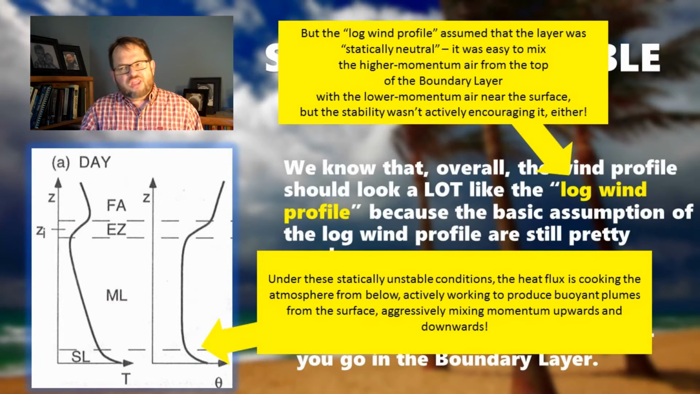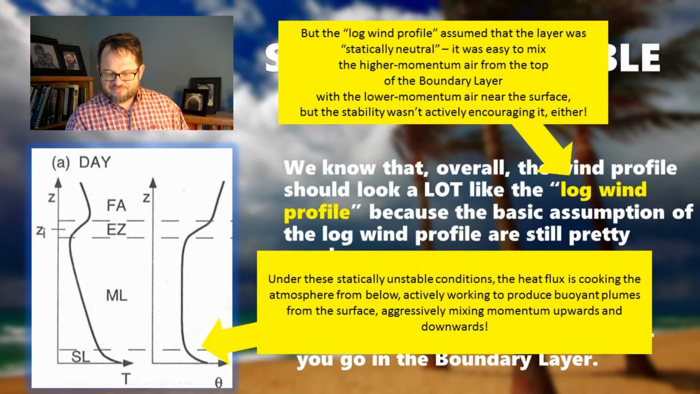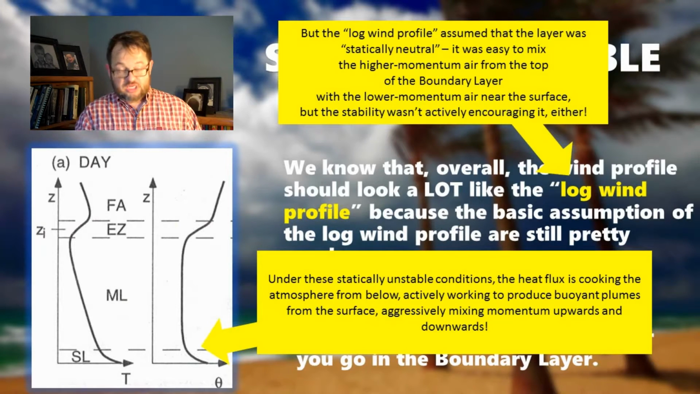And while it wasn't going to be hard to move air parcels up and down in the boundary layer under those statically neutral conditions, the boundary layer wasn't really helping with that either. The boundary layer wasn't actively trying to encourage the motion of air parcels up and down. Under our statically unstable conditions, like what we're going to have in the surface layer during the day, now the heat flux is just cooking the atmosphere from below. We are transporting heat very rapidly from the ground into the lower atmosphere.